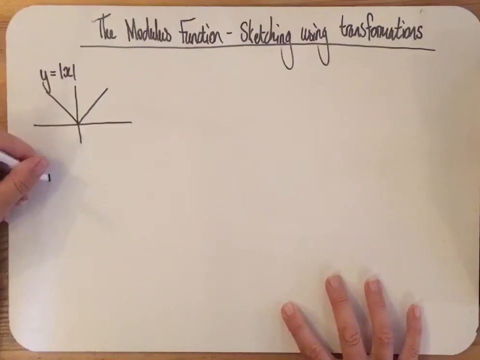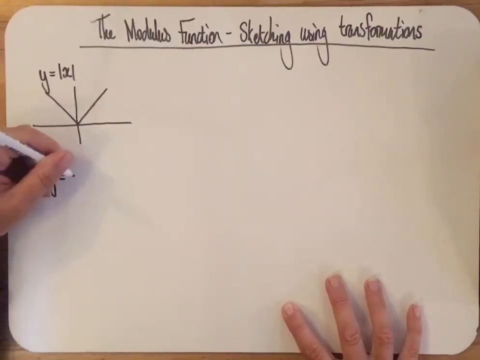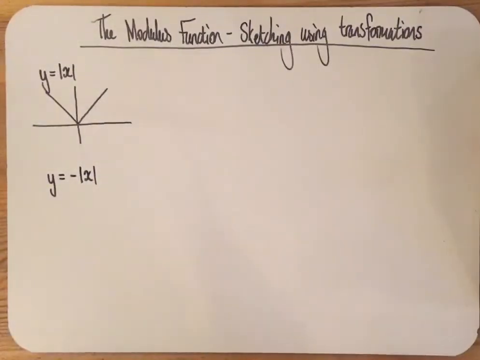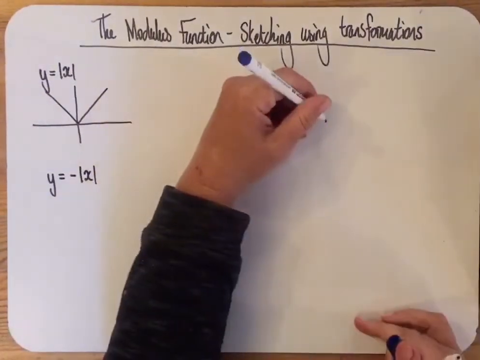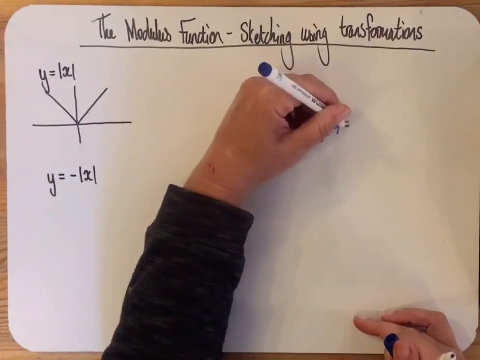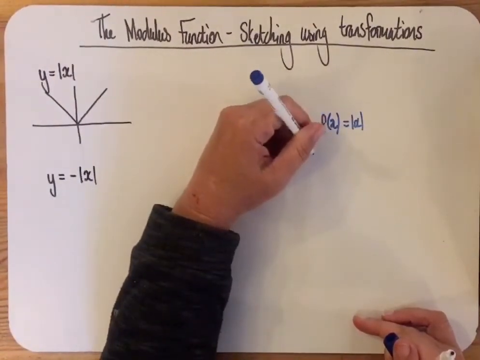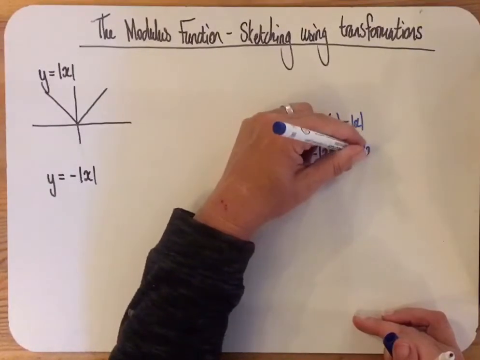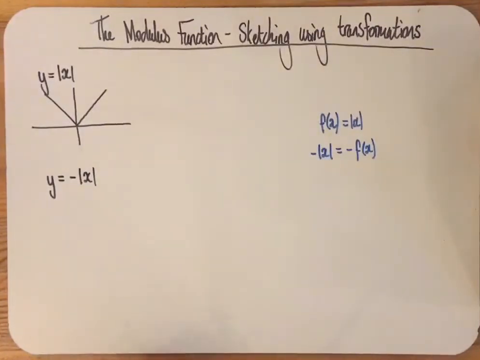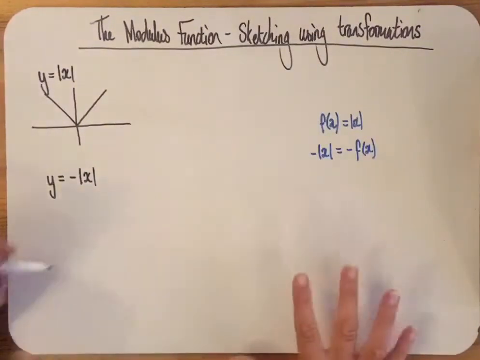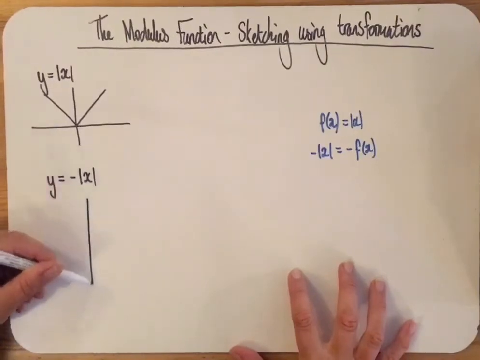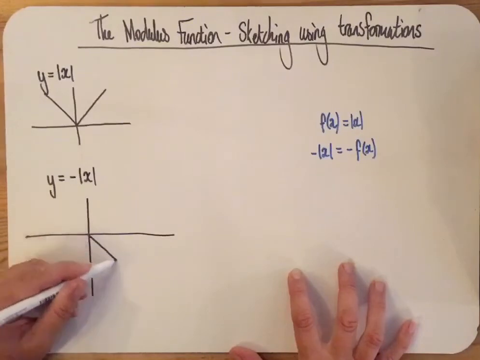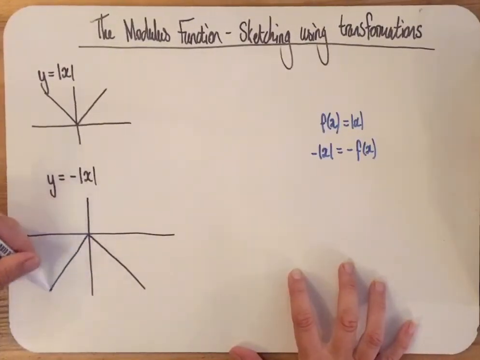If you wanted instead to sketch y equals minus the modulus of x, if modulus of x is f of x, then minus modulus of x is minus f of x. So that's a reflection in the x-axis. So to sketch minus modulus of x, you need to pick this up and reflect it in the x-axis.